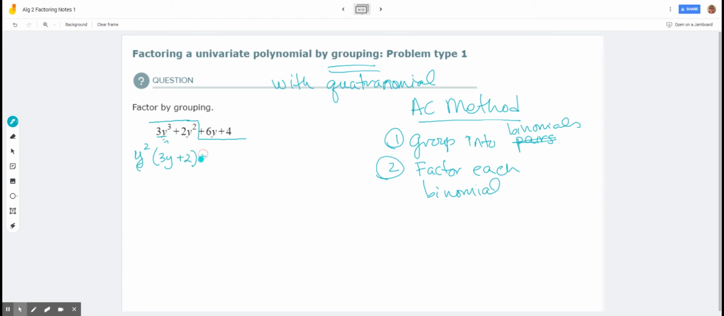And then you ask yourself, bring down the plus, what do they have in common? They don't have a y, but 6 and 4 have a 2 in common. So we put the 2 on the outside. We divide 6y by 2, and we get 3y. We divide 4 by 2, and we get 2. Okay, and if it is factorable by grouping, these two should match.